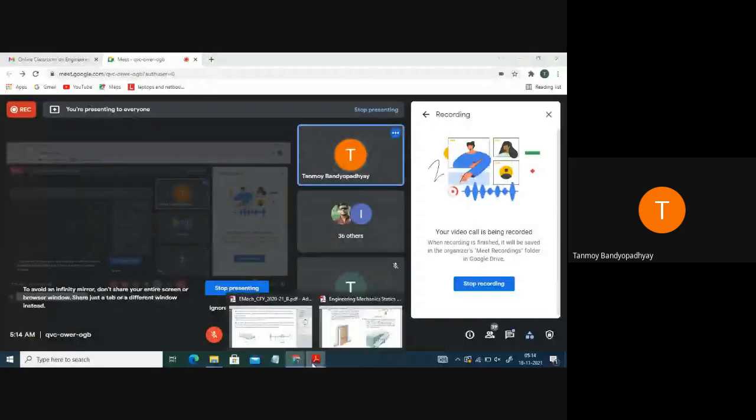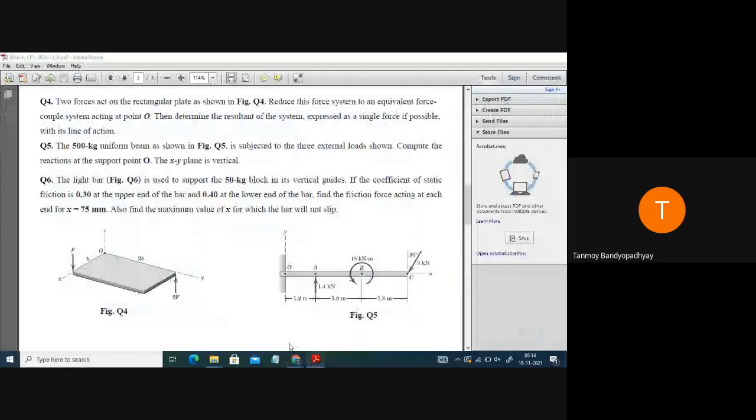So this is the problem. Just what I was telling is that in this problem you are having two forces in the z direction. So the resultant force will also be in the z direction. So that will be the line of action of the force. So we have to find out a single force if possible, with its line of action. You can understand that the force will of course pass through the xy plane. The z will be 0.